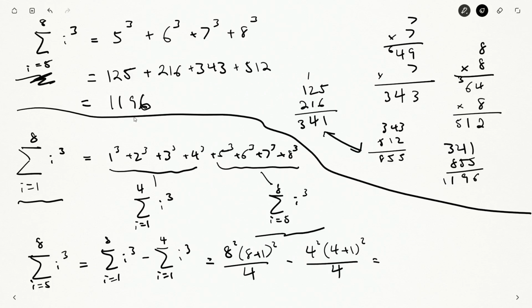Well, these guys have the same common denominator. We'll get 8 squared times 9 squared minus 4 squared times 5 squared. We're going to have to go over to the next page to continue on with this and get our answer. So we'll just copy what we had. 8 squared, 9 squared, minus 4 squared, 5 squared, all over 4.